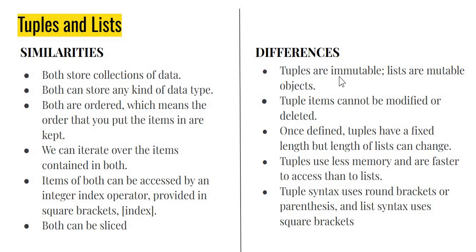Differences are, and this is probably the biggest difference, tuples are immutable, lists are mutable. Tuples, as a consequence, cannot be modified or deleted. A tuple's length also cannot be changed, so I cannot go and append something to a tuple. I just saw that I can't remove anything from a tuple. As a consequence, tuples also store less memory and are faster to access than lists, because they are kind of like read-only. Once created, they cannot be changed. And we saw that tuple syntax uses round brackets or parentheses. Lists use square brackets. So it's very nice to understand these differences and use them judiciously.